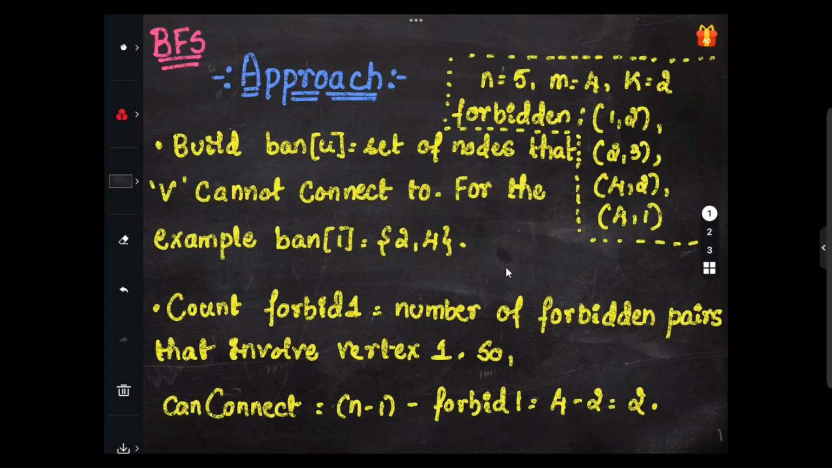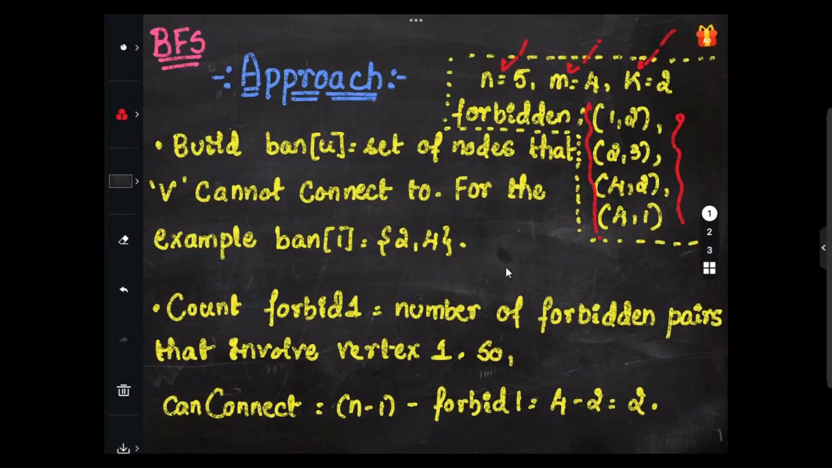So we have considered the same first example that they have given in the question. We have already discussed this one, so it will be easier for us to consider the same example for the approach as well. So n we have been given 5, m 4, and k we have been given 2. Forbidden, they have given 1 2, 2 3, 4 2, and 4 1.